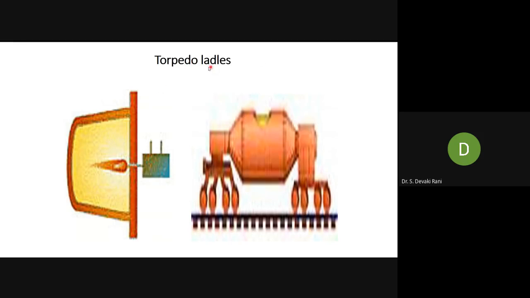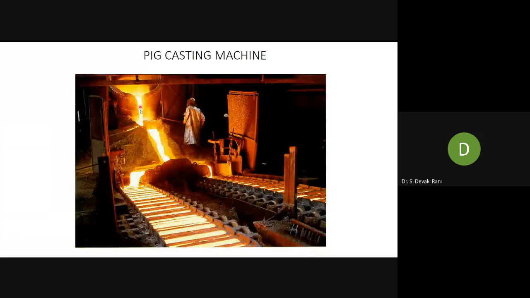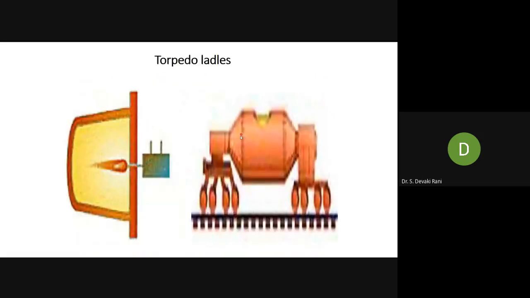These are the torpedo ladles. They are much higher in capacity. This is a smaller ladle. This ladle in this figure is smaller in capacity. 2 to 3 castings of the ladles will fill one torpedo ladle. This torpedo ladle will be taken to the steel plant. Again, from the torpedo ladle to the ordinary ladles, and from the ladle into the steel making furnace, like that. That is how the hot metal is transferred, or steel can be transferred from one part to the other.